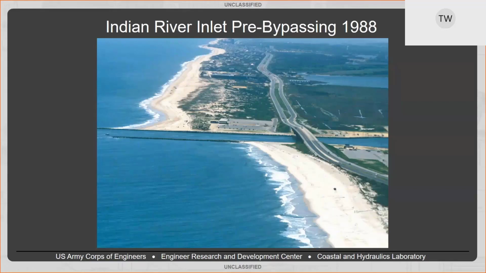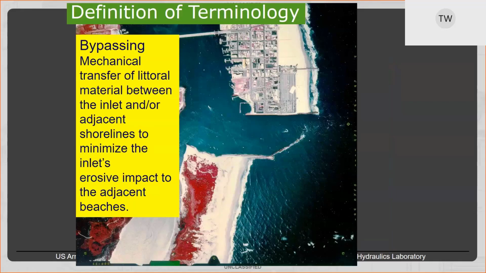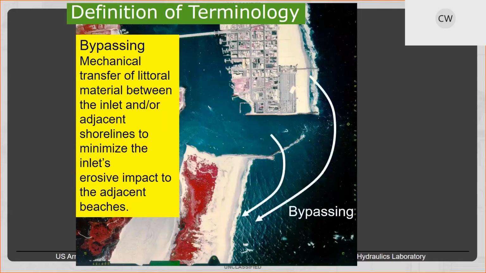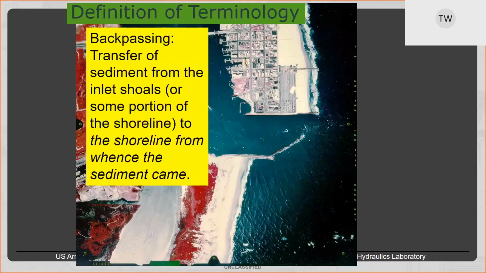For this presentation, we'll be using the Coastal Engineering Manual definition of bypassing that you can see here, where it's the mechanical transfer of sand between the inlet and/or adjacent shoreline to minimize the inlet's erosive impact to adjacent beaches. We'll also throw in the backpassing definition, where it's the transfer of sand from the inlet shoals or some portion of the shoreline to, as per the CEM, the shoreline from whence the sediment came.